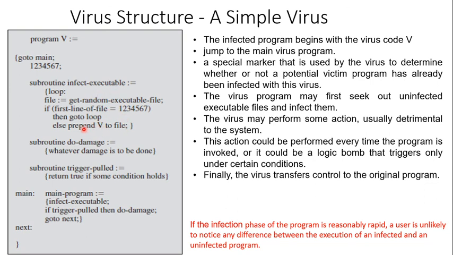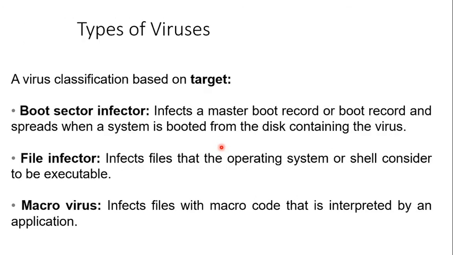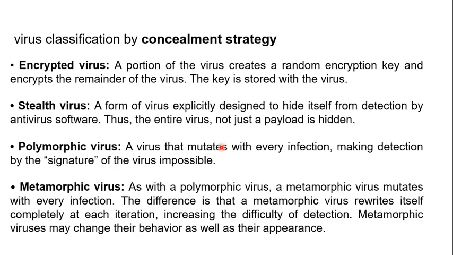There is a possibility that, based on the size of the file, people could find out about the virus attack. So for that, they invented the compression virus. The way to thwart detection is to compress the file before you attach the virus code. That's the compression virus. Types of viruses based on the target are boot sector, file infector, and macro virus. Based on the concealment strategy, you have four types: encrypted, stealth, polymorphic, and, very importantly and very difficult to identify, the metamorphic virus.